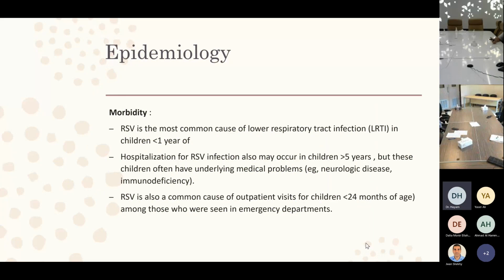Now, regarding the morbidity, RSV is the most common cause of lower respiratory tract infection in children below 1 year old. Hospitalization for RSV infection may occur in children above 5 years old, but those children usually have underlying medical problems like neurologic disease, neuromuscular disease, or immunodeficiency. Meaning somebody who has a reason to get an RSV infection. And as we said, it's a common cause of outpatient visits for children below 2 years.